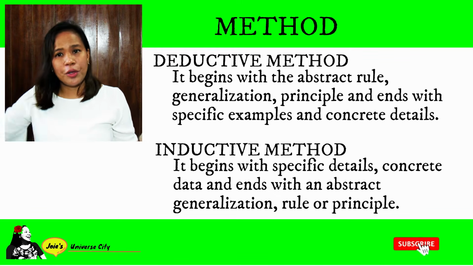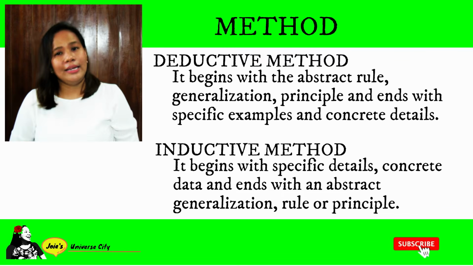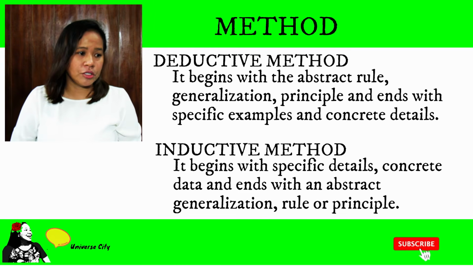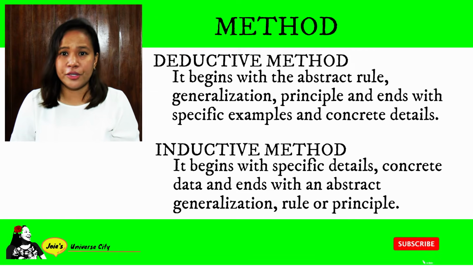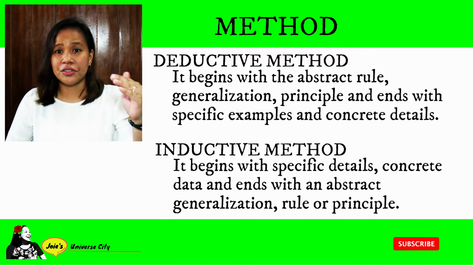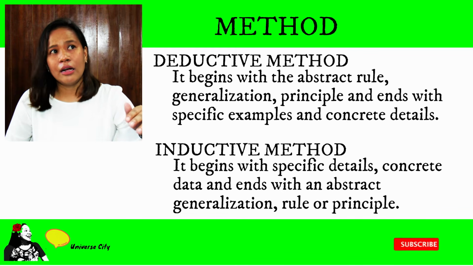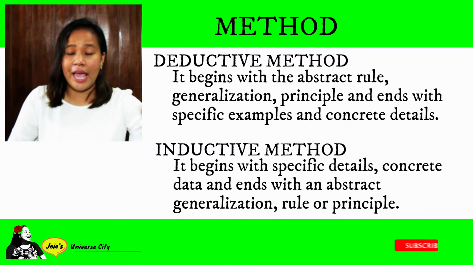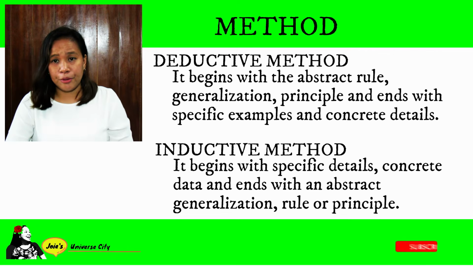Okay, so you start with the specific ones, you end it with the most general ones. In English, you make use of the deductive method if, say, your topic is subject-verb agreement, and you start by presenting your students with the rules, or the importance of subject-verb agreement. You start with the abstract rule, with the generalization, and then you end it with various examples about these rules.